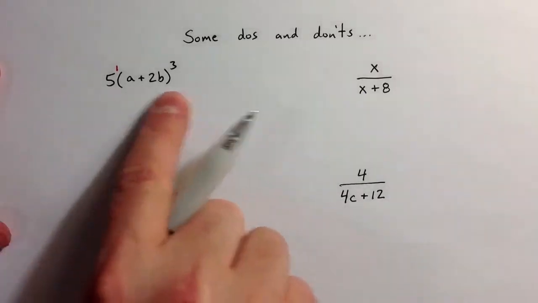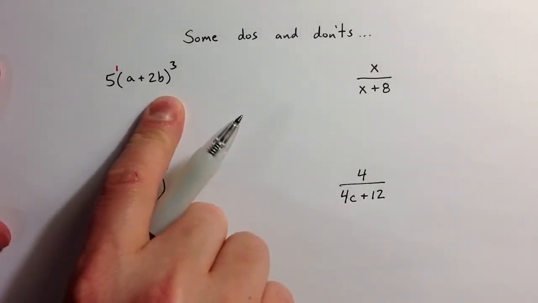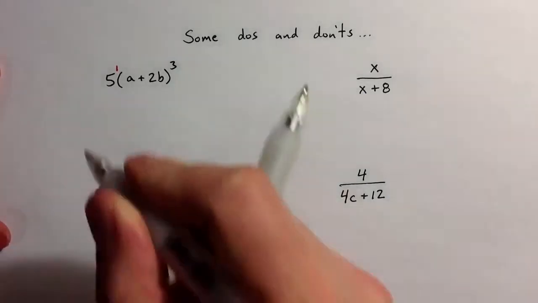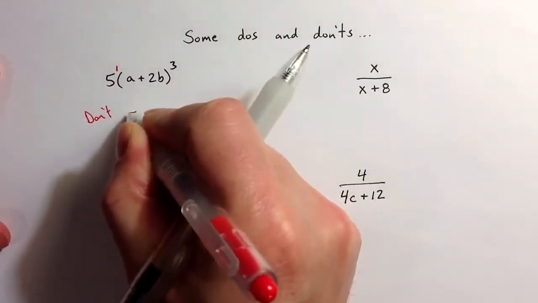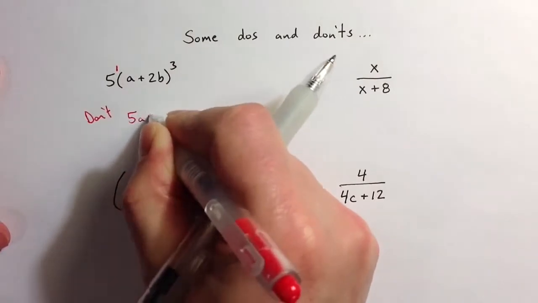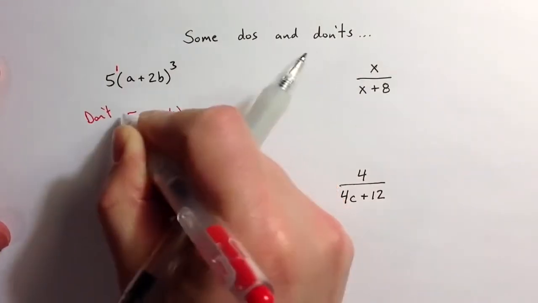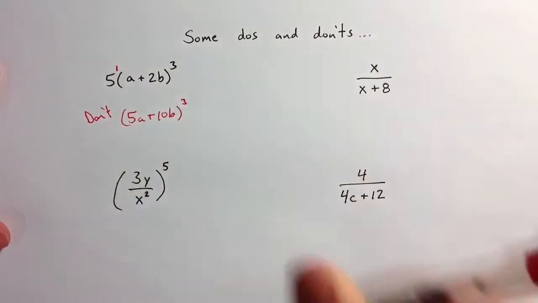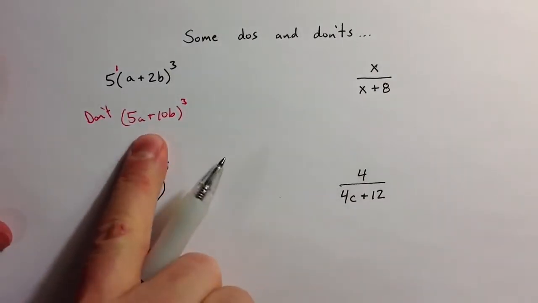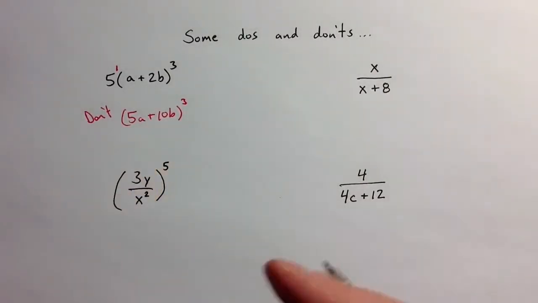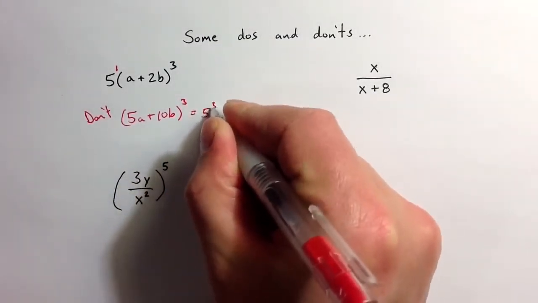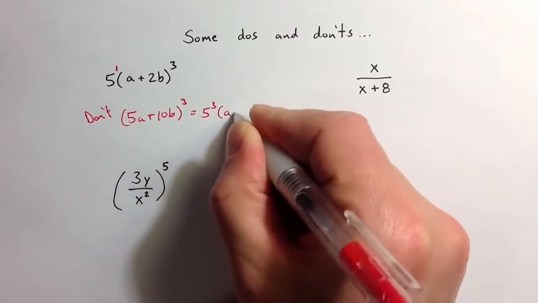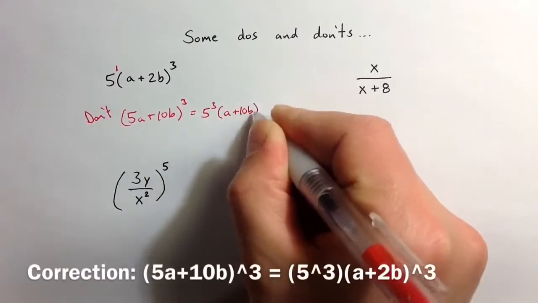And so if those exponents don't match, it would be wrong to write this, something not to do. This would not be the same as 5a plus 10b cubed. Because in this case, the 5 would be multiplied 3 times with itself. So this would be the same as 5 cubed times a plus 10b cubed.